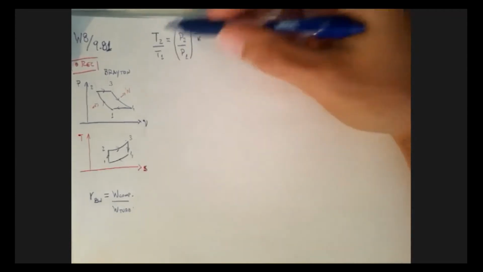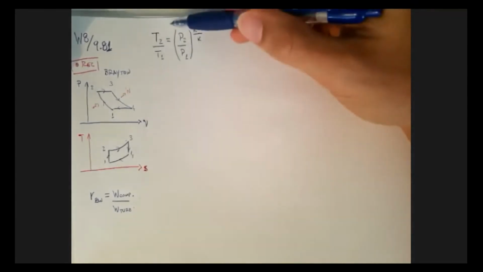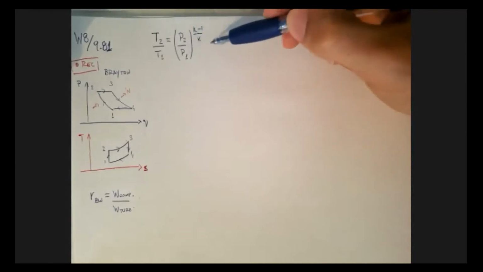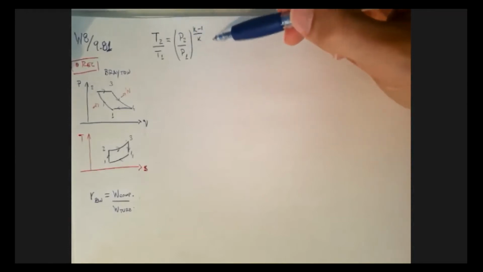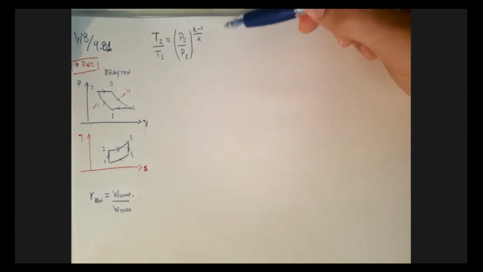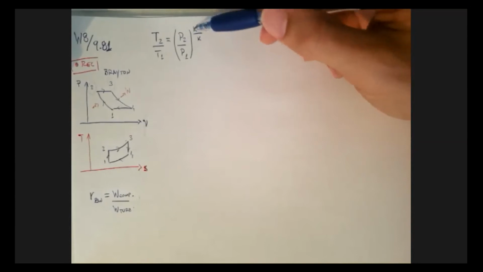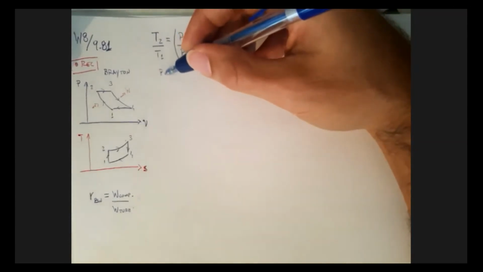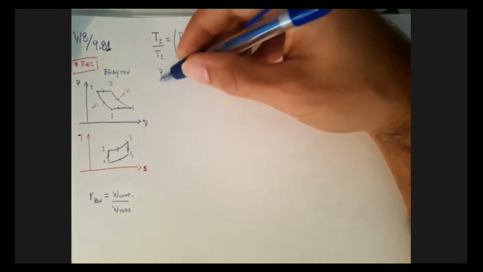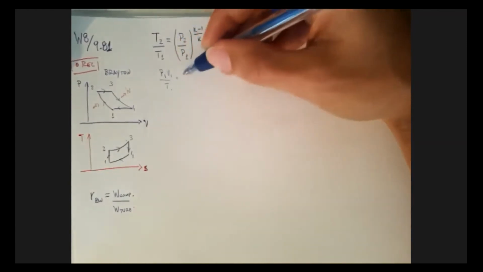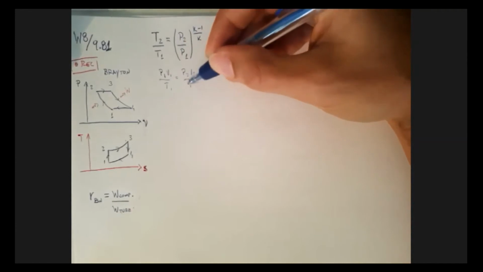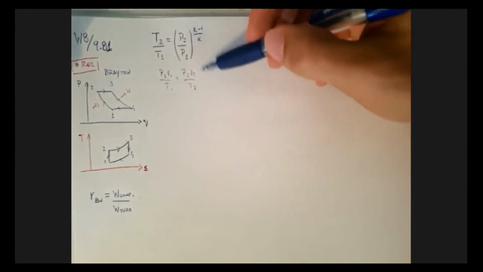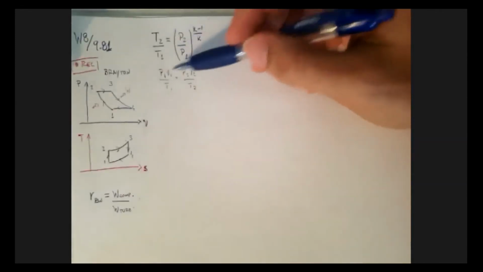Okay, this relationship here is exactly the same as the one we did before: T1 V1 to the K minus 1 equals T2 V2 to the K minus 1, right? The only difference is that I'm subbing in P instead of V using PV equals nRT. So I'm subbing in P1, P1, T1 equals P2, P2, T2. You can do that on your own afterwards. Just take the previous equation and sub in the others where you have volume. Other things are going to end up here.